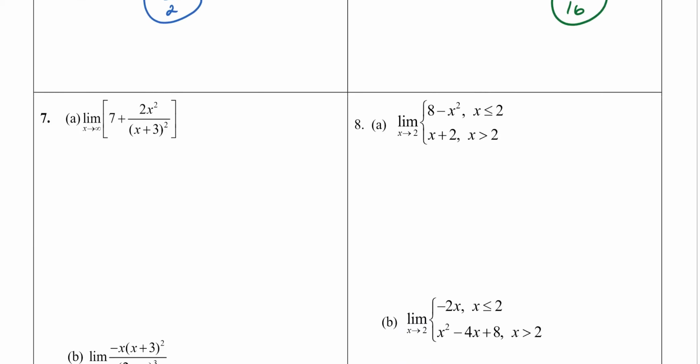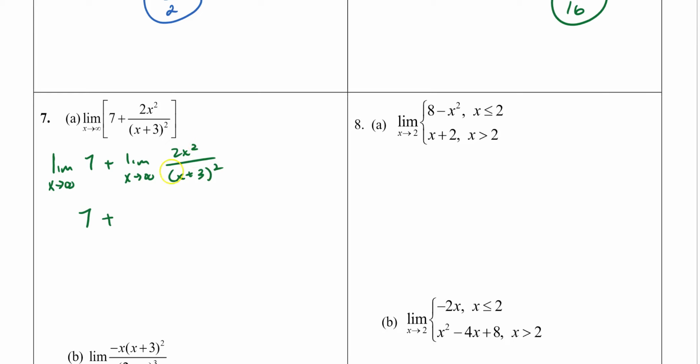7. We're going to take the limit as x goes to infinity. Since we have a sum, we're going to split it apart. So we mentioned in class that we can use our limit property. It says that we can write this as the limit as x goes to infinity of 7 plus the limit as x goes to infinity of 2x squared over x plus 3 squared. The limit of 7 as x goes to infinity is obviously 7 plus.